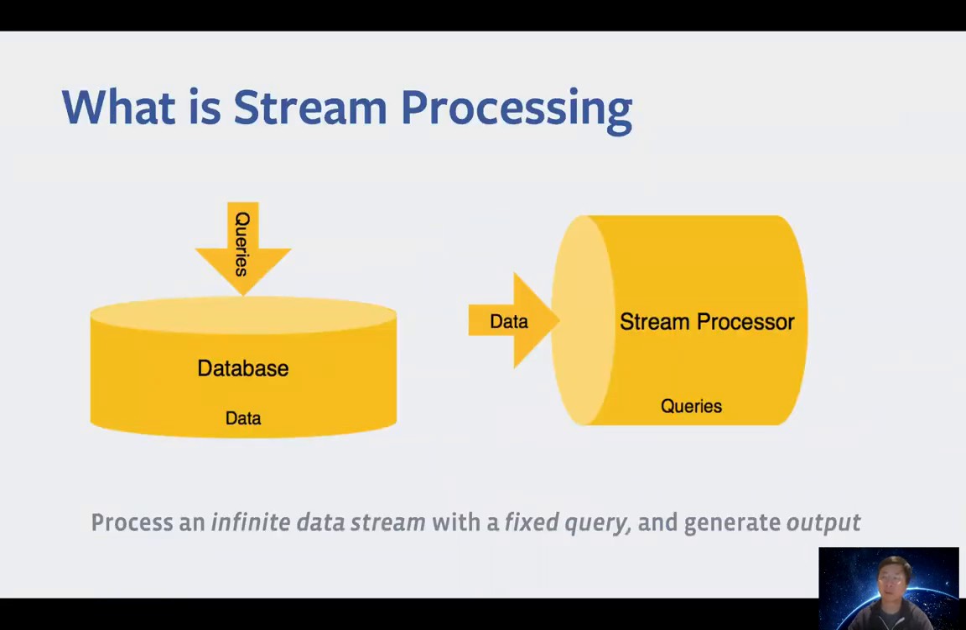Most of you probably know what stream processing is. To help everyone understand today's talk a bit better, I will do a very quick intro. In the database world, we have data stored in storage, and the user will submit lots of queries to the database to get results. On the other hand, in stream processing, we have an infinite amount of data, and we have a fixed query to process the data and generate the output in real time.